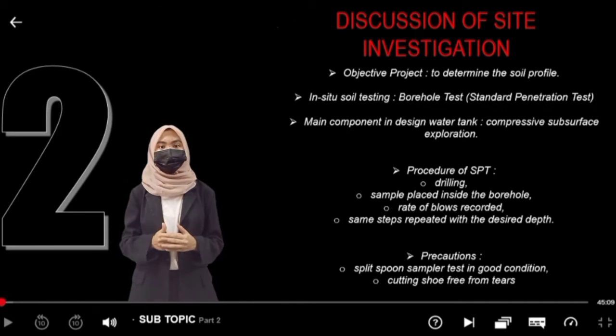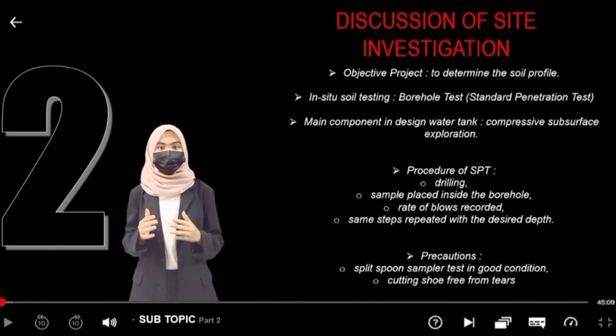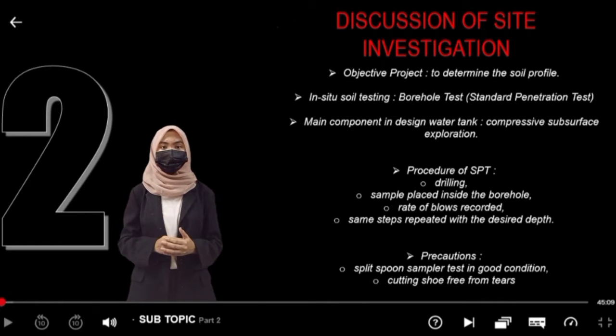Furthermore, the first procedure to conduct the standard penetration test in a borehole is drilling into the borehole until the desired depth. Then, after the drilling tool is removed, the sample is placed inside the borehole and the hammer is dropped from a certain height with a certain amount of weight. After that, the number of blows can be recorded and the same steps will be repeated at the next desired depth. Precautions should be taken carefully when conducting the standard penetration test in boreholes.